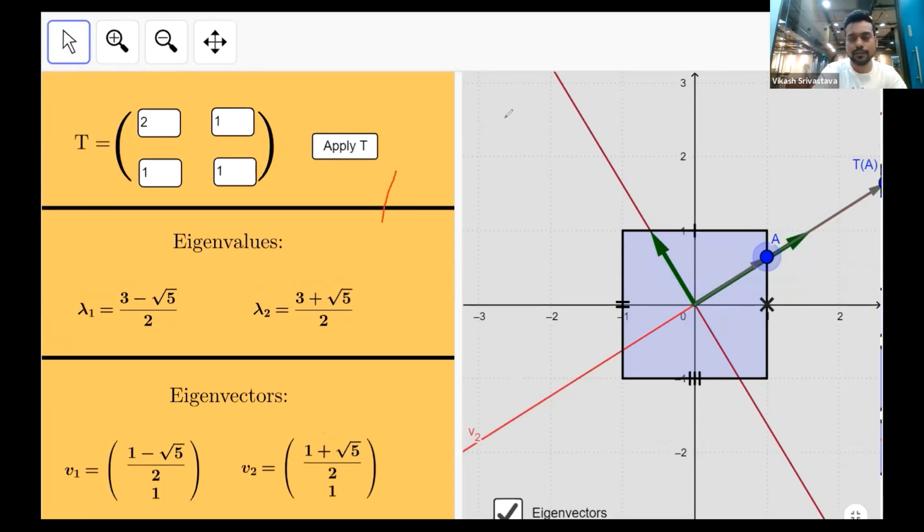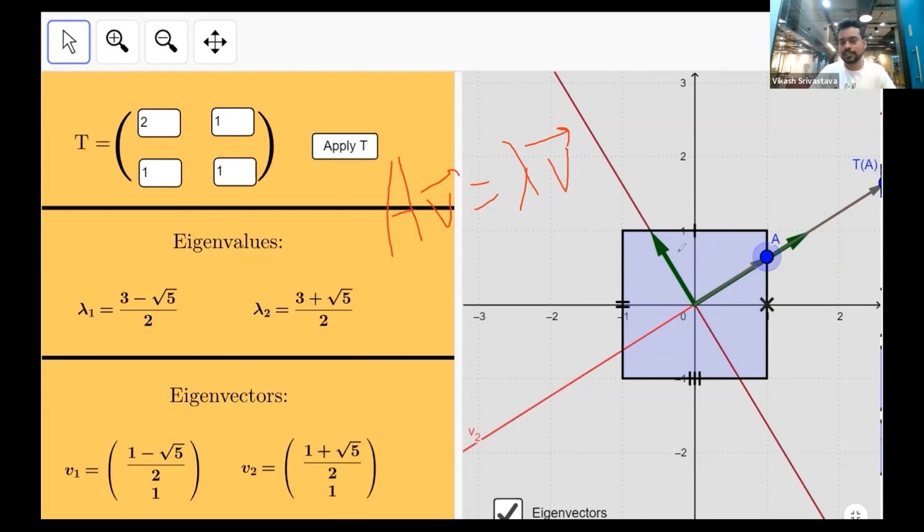Whenever we have Av equals lambda v, we'll say that v is an eigenvector of this transformation A, which results in only the scaling of this vector v. Scaling means it can be stretched or it can be squeezed.